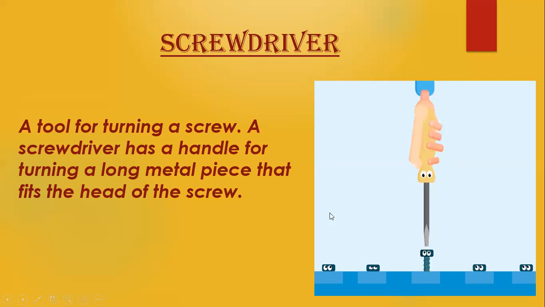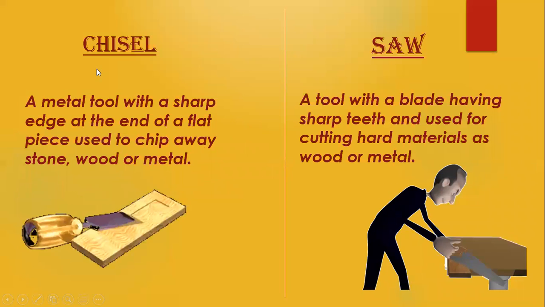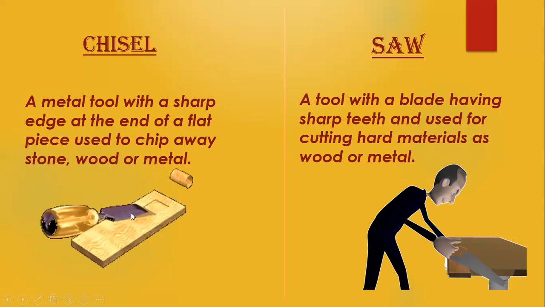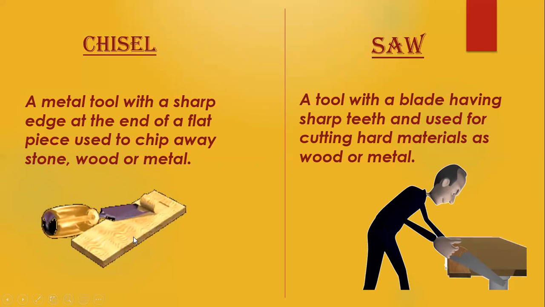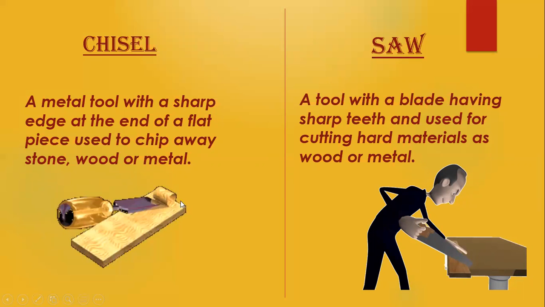Okay, let's move. The next one is chisel. It's like this, and what is it used for? A metal tool. Look, this is a metal tool with a sharp edge at the end of a flat piece, used to chip away stone, wood, or metal. Look, this is a wood, and it is being used to chip away, to make it thinner or smaller. This is a chisel. It works like this.